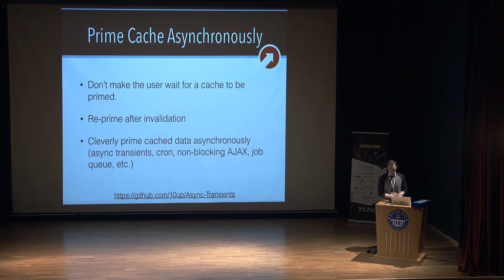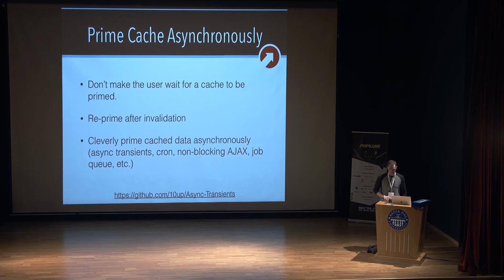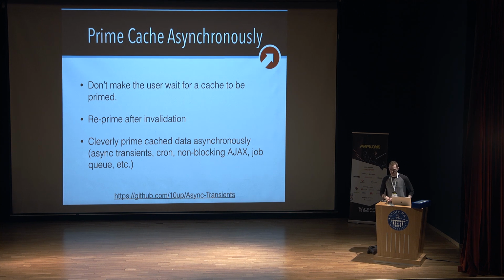So this is a good one as well. Priming the cache. A lot of times people will make the user wait as cache is primed. That works, but on an enterprise WordPress application where you might be receiving hundreds of thousands or millions of page views, it's good to prime cache asynchronously. There's a lot of different ways to do this. We have a project at the bottom called Async Transients. This uses a couple of cool PHP features to basically continue executing PHP after data has already been sent to the user. There's cron you could use, there's Ajax, job queues, so there's a lot of different ways you can prime cache asynchronously.